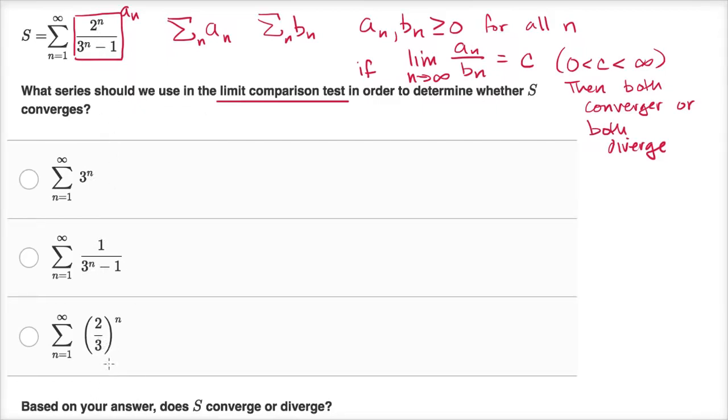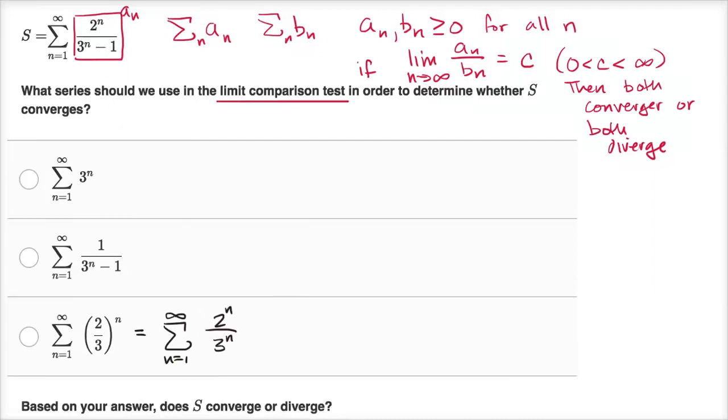This one over here is interesting because we could write this as the sum n equals 1 to infinity of 2 to the n over 3 to the n. And these are very similar. The only difference between this and this is that in the denominator up here, we have a minus 1, and down here we don't have that minus 1. And so it makes sense, given that that's just a constant, that as n gets very large, these might behave the same. So let's try it out.